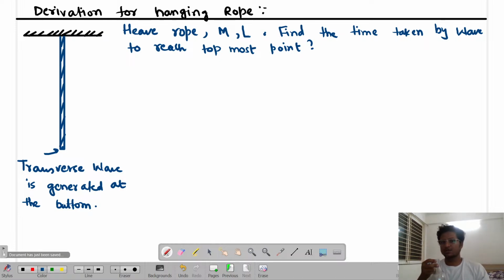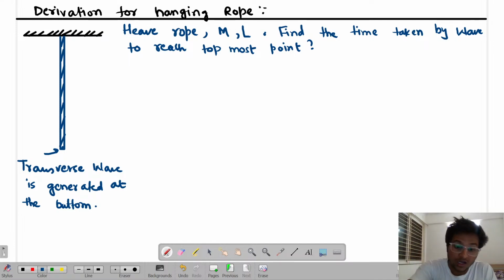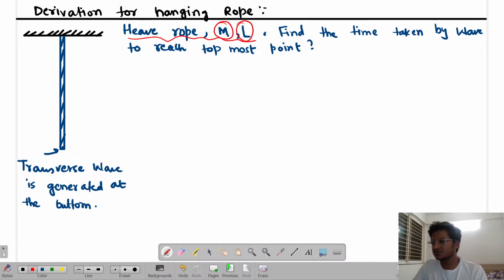Think here. Tell me one thing: is tension constant over here or variable? Yes, now you got the idea. Tension is not constant. If it is a vertical rope and it has a mass, as I have told you many times, listen to the question: this is a heavy rope which has a mass and a length. So that means there will be a variable tension.